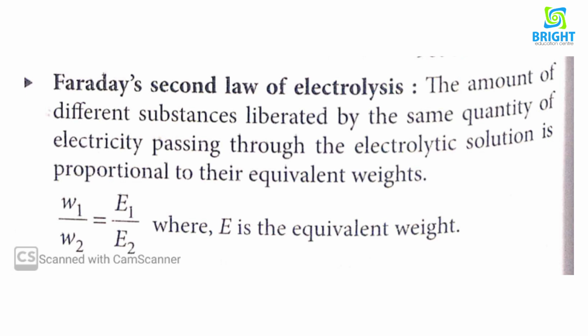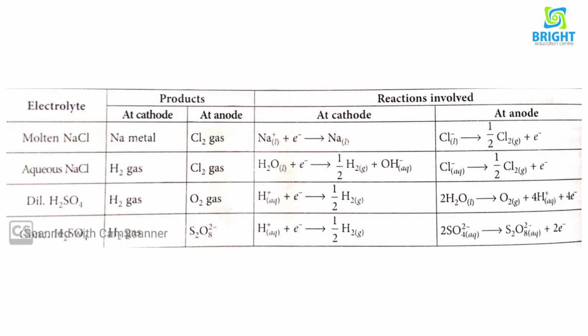where E is the equivalent weight. So now we have discussed Faraday's first law and Faraday's second law. The first law is W is equal to ZIT, that is the deposited mass will be directly proportional to the quantity of electricity passed, and the second law, that is the mass deposited will be proportional to the equivalent weight. Go through these two equations and study them very well, because based on these equations we have to go through some numericals.